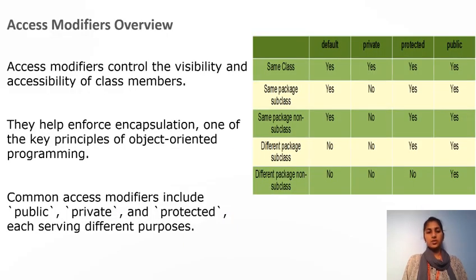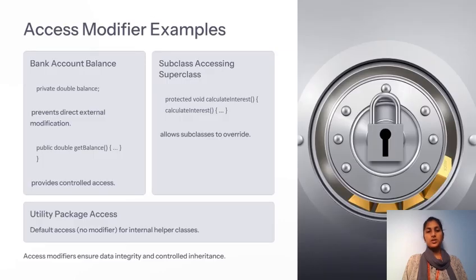Access modifiers overview. Access modifiers control the visibility and accessibility of class members. They help enforce encapsulation, one of the key principles of object-oriented programming. Common access modifiers include public, private, and protected, each serving different purposes. If we discuss these topics, what is public, private, protected, and default, in the previous section.